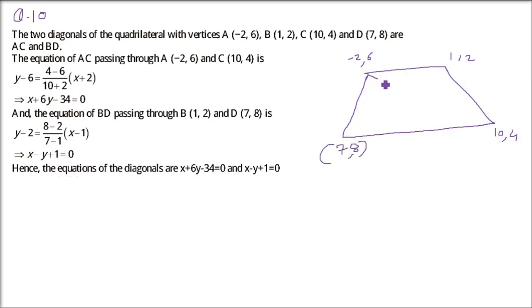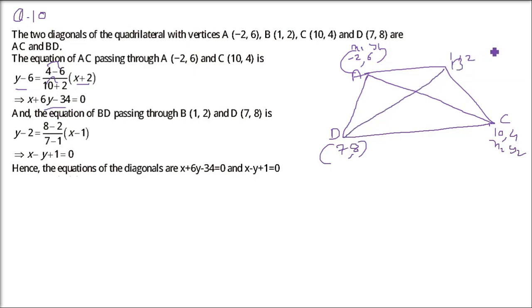Now we are going to find out the diagonal. So if it is A, B, C, D, we have to find out the equation of AC. We have to find out the equation of DB. So this you assume it to be x1, y1. This is x2, y2. Now you use the formula directly. Y minus y1 equals y2 minus y1 by x2 minus x1 times x minus x1, and x plus 6y minus 34 will come.